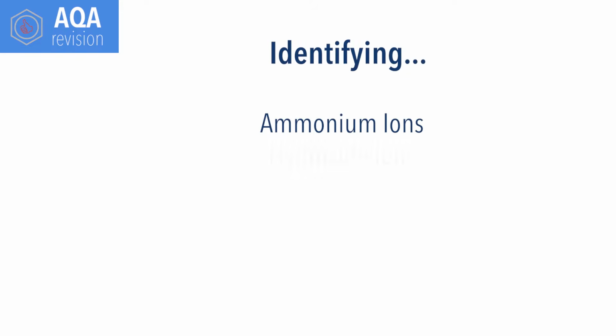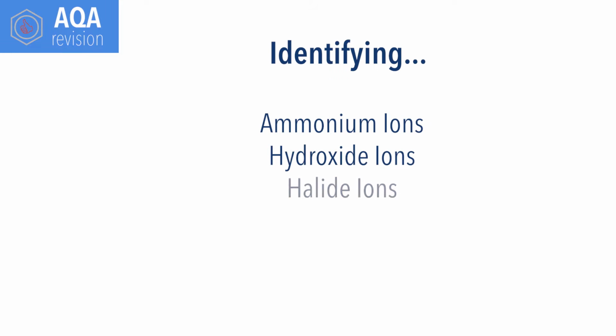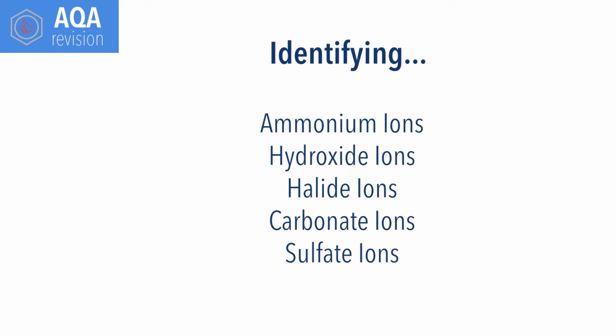Hello! In this video, we're going to look at the tests and color changes you need to know for identifying ammonium ions, hydroxide ions, halide ions, carbonate ions, and sulfate ions, as required for AQA A-level chemistry.